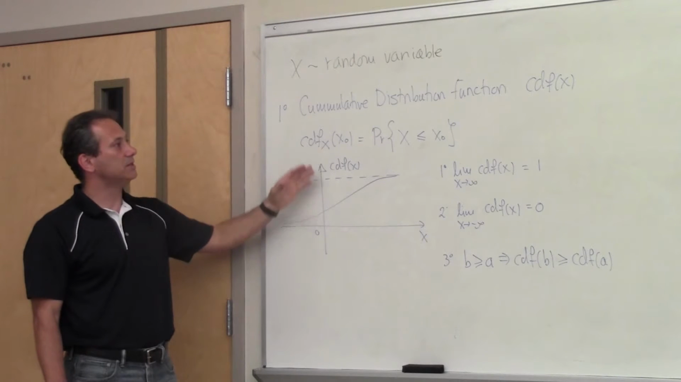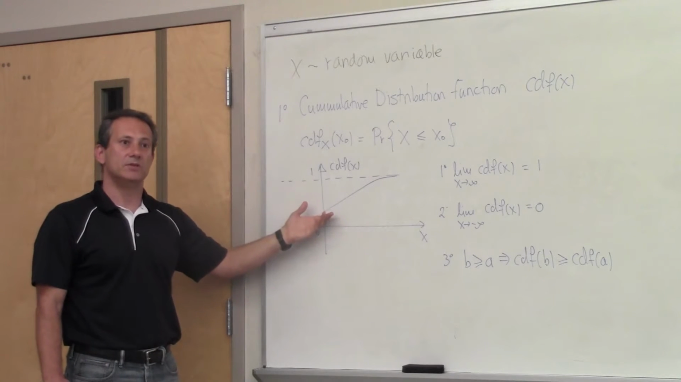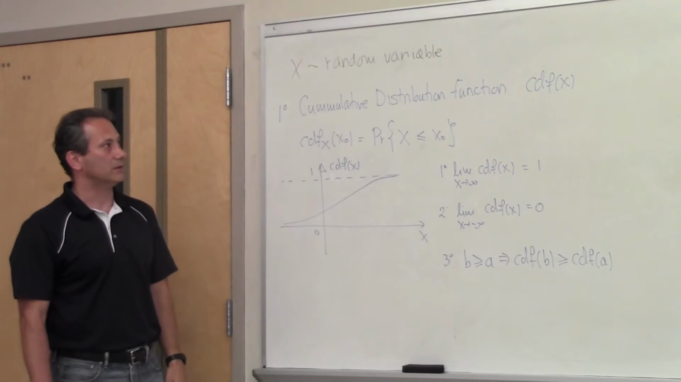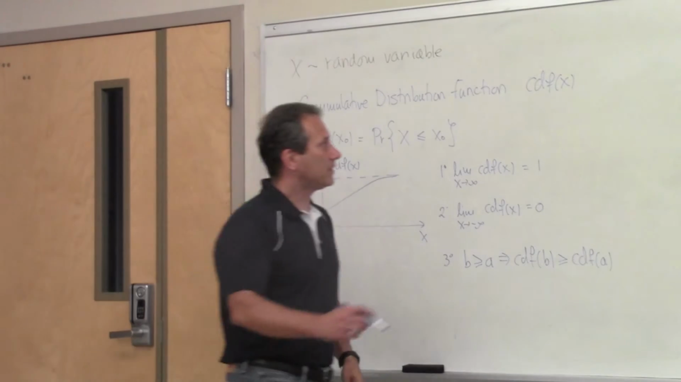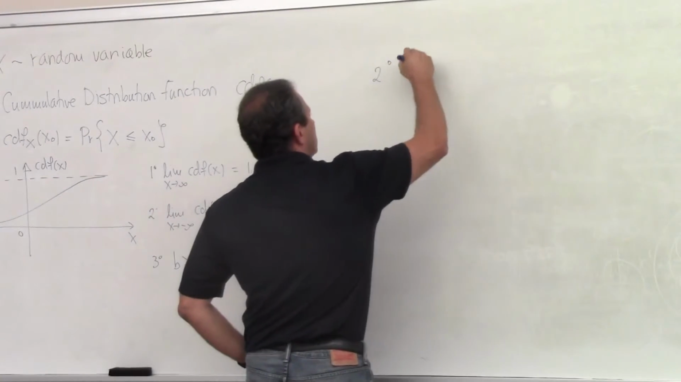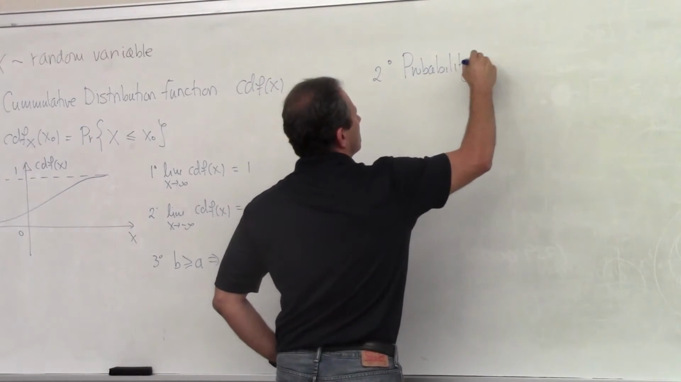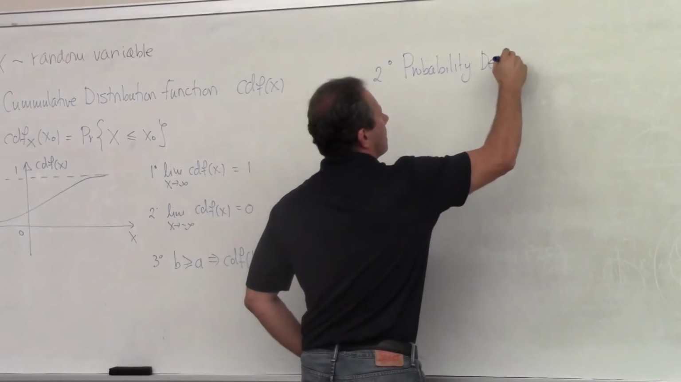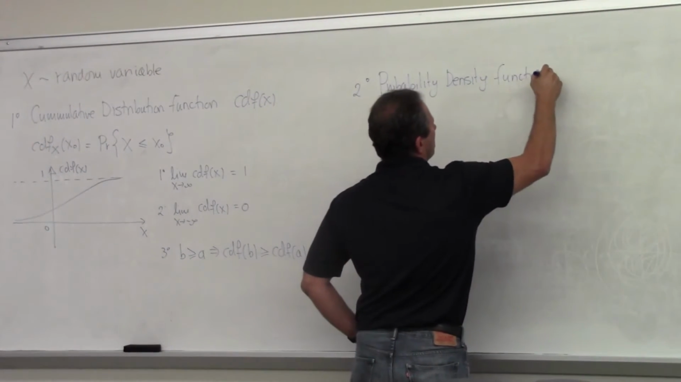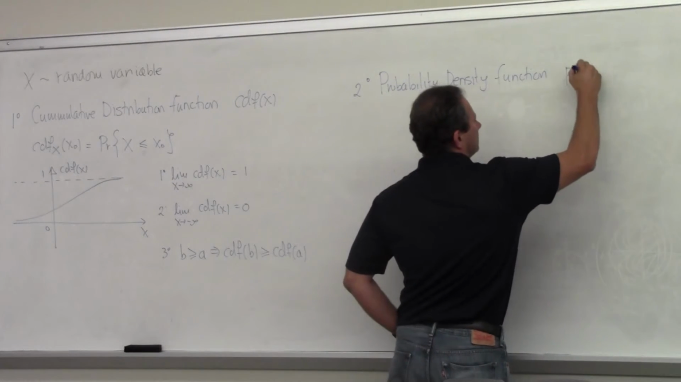They provide you a complete description of the random variable. If I have a random variable and you provide me with CDF, I know everything there is to be known about that random variable. The second function that we use more often is what is called the probability density function, or PDF of x.